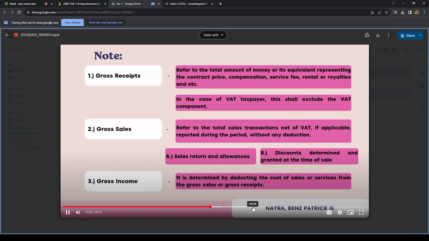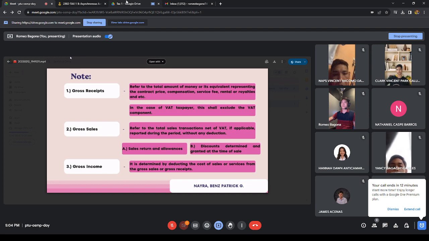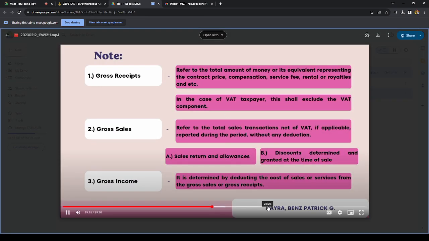Sales discount indicated in the invoice at the time of sale, the grant of which is not dependent upon the happening of a future event, may be excluded from the gross sales within the same month or quarter it was given. And lastly, gross income is determined by deducting the cost of sales or services from the gross sales or gross receipts.